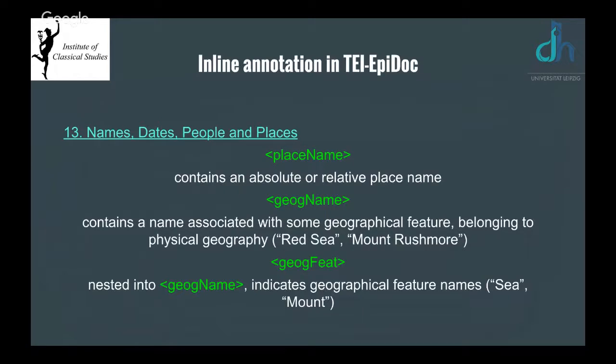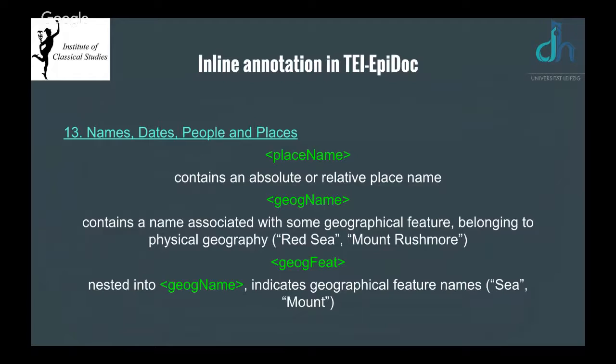Now, some examples of inline annotation. The classical example here would be the annotation of place names in TEI EpiDoc. And I'm just going to cover this very superficially because you will see some more detailed examples in the session about digital editing. So when you find a place name in a document and you want to mark it following the EpiDoc conventions, you can annotate such toponyms at a variety of granularity, let's say.